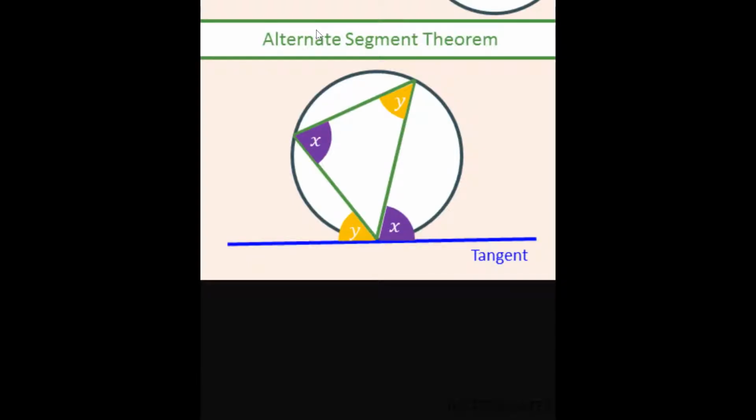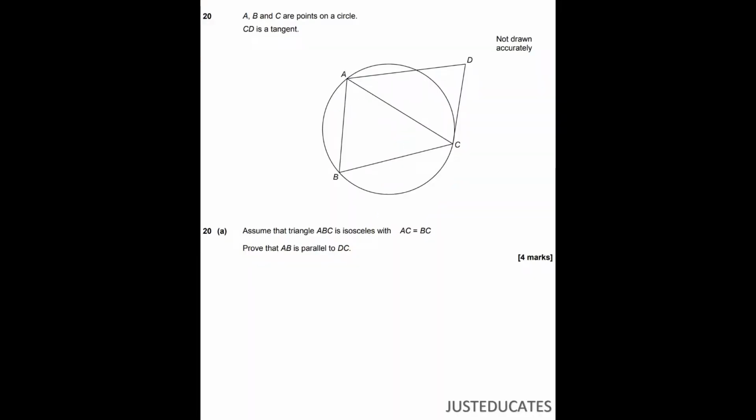So essentially, when you've got any triangle inside of a circle, then as long as this line here is a tangent from this point, then this angle here, x, is going to equal this angle here, y, and this angle y is going to equal this angle here, y. Okay, right, so let's have a look at this question.